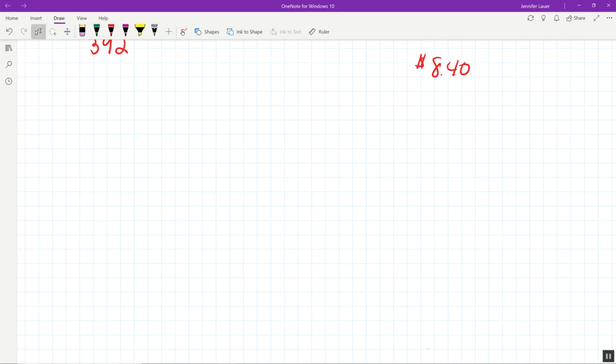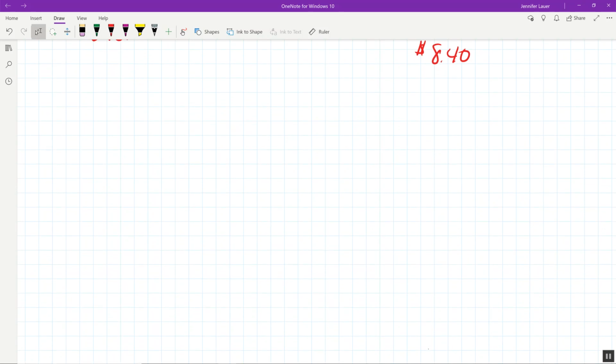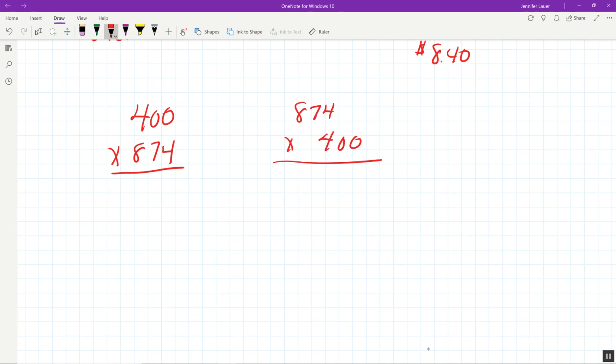So keep in mind that, actually, you know what? Let me do one more multiplication problem just so I can show you a shortcut. If you have something like this, I want you to rewrite it like this. The reason is you can hang those zeros off the bottom and make your problem a whole lot easier.